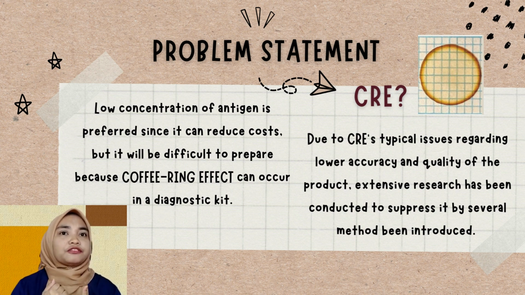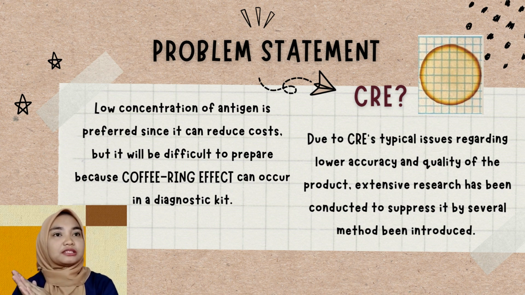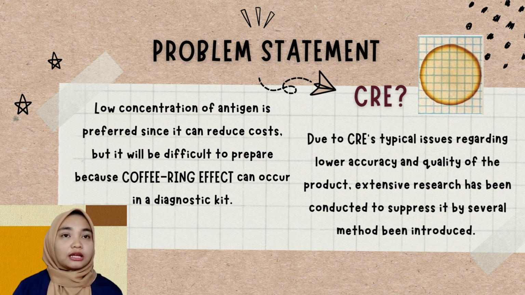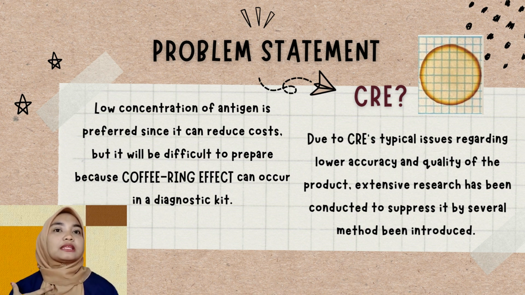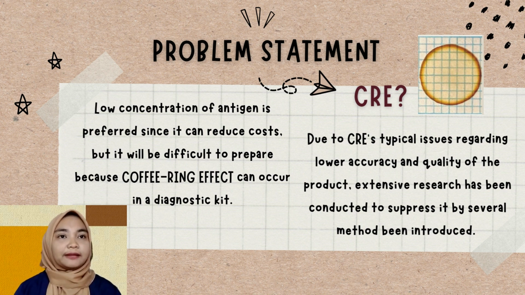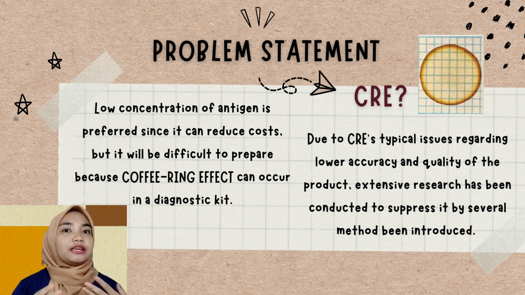Even though low concentration of antigen is preferred since it can reduce the cost of diagnostic kit assembly and produce a greater quantity of diagnostic kits, however, low antigen concentration can cause the coffee ring effect, resulting in a non-homogeneous pattern on the membrane in a diagnostic kit. So, what is the coffee ring effect?